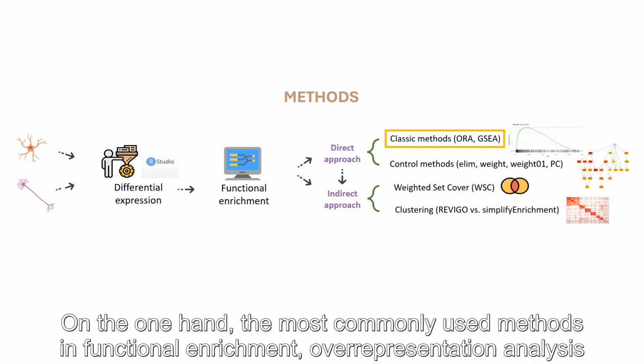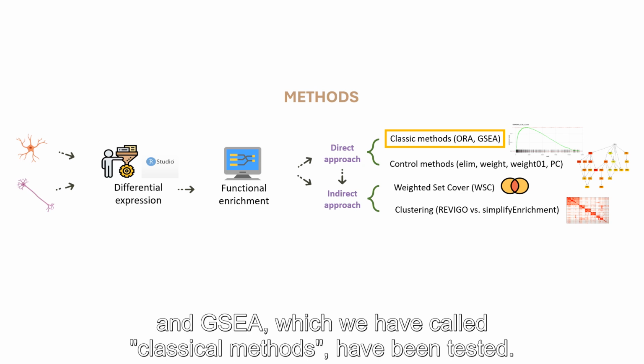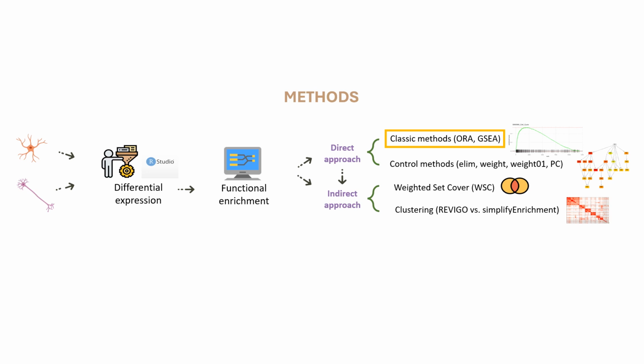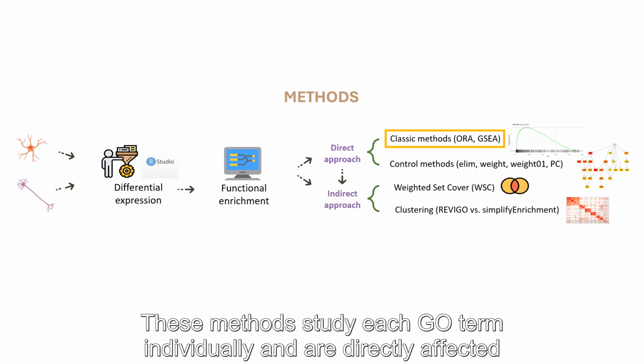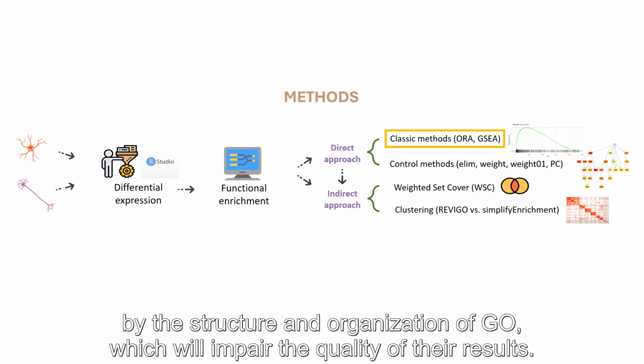On the one hand, the most commonly used methods in functional enrichment, overrepresentation analysis and GSEA, which we have called classical methods, have been tested. These methods study each GO term individually and are directly affected by the structure and organization of GO, which will impair the quality of their results.